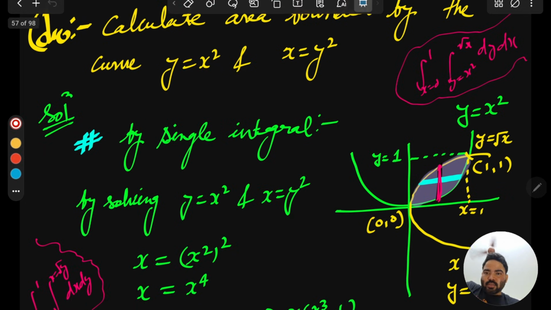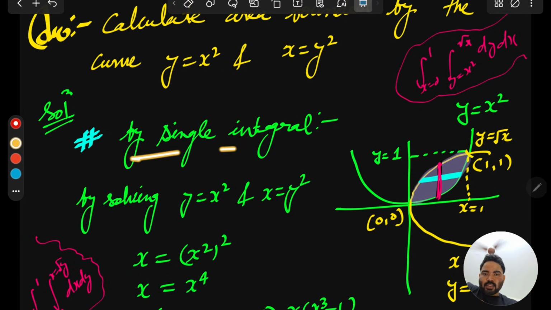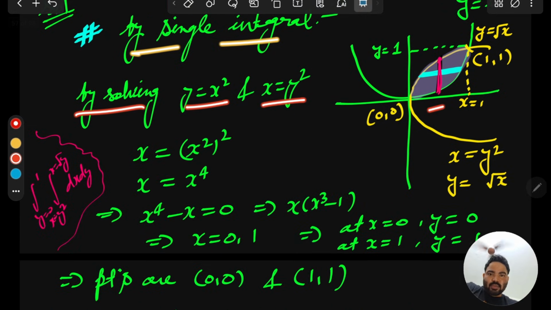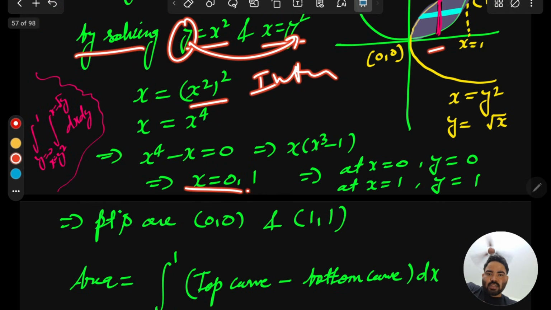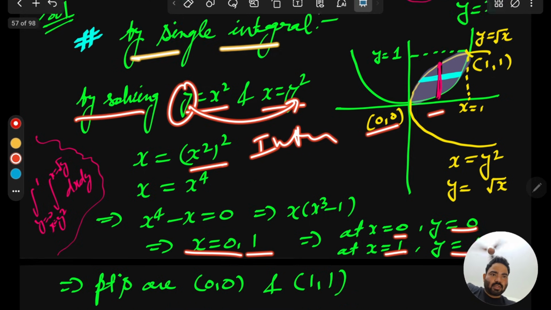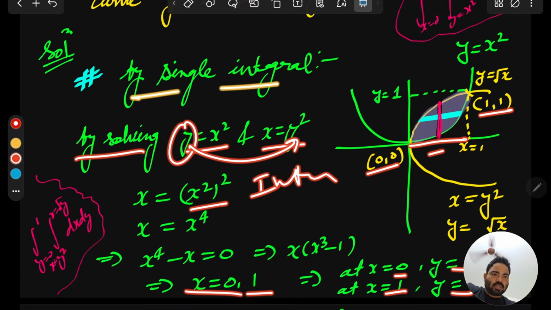See here, I already solved by the single integral. If you notice by the single integral, then by solving y equal to x square and x equal to y square, this is the graph. And first, you have to find out the intersection point. So just put any of the values. If you put y here, then this will give you x equal to x square whole square. Just solve, you will get 0 comma 1. If you put x0 y0, x1 y1, so you get 0 comma 0 and 1 comma 1. So x is moving 0 to 1, and you have to find out the area of this region. So just solve.